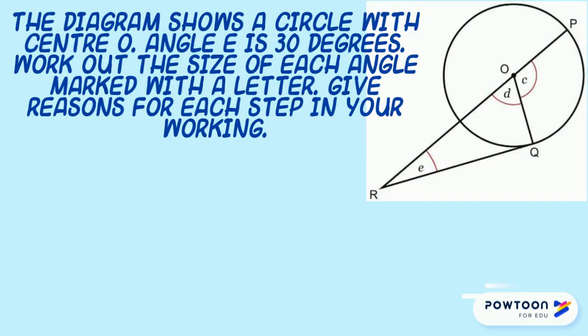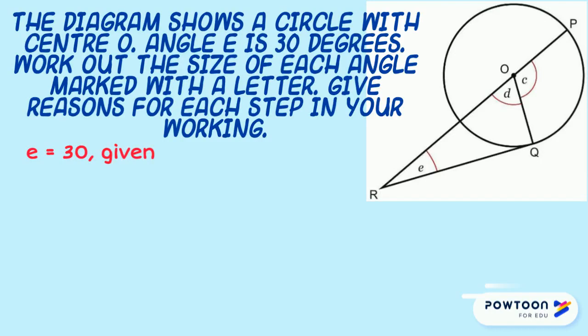In example 2, we're now given another circle where again it's centered at O. Then we're actually told that angle E, the angle outside of the circle, is going to be 30 degrees. We want to figure out what the angles D and C measure, and we're going to give reasons for each one. So first, E is just 30, it's given.